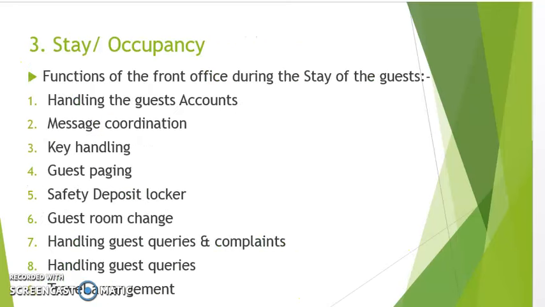Now, the third cycle is the stay or occupancy. What are the functions of the front office during the stay of the guest? The first is handling the guest accounts, message coordination, key handling, guest paging, safety deposit locker, guest room change, handling guest queries and complaints, and travel arrangement. Now we'll go one by one.